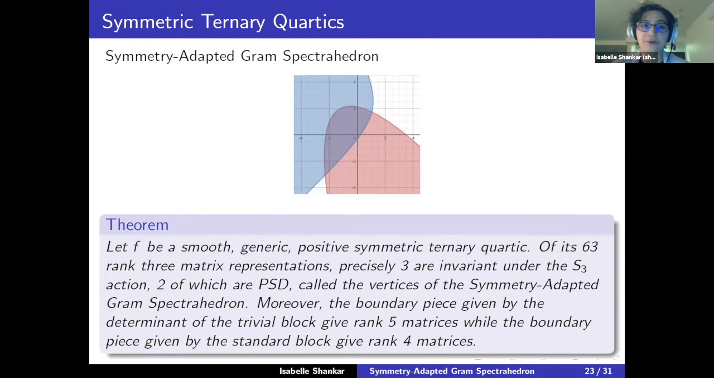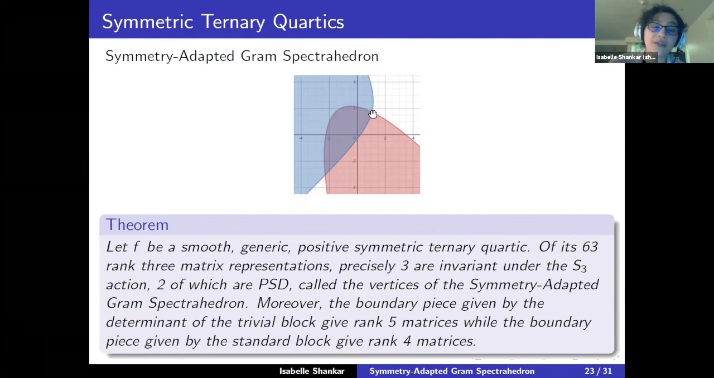Typically, for a symmetric ternary quartic which is positive, the Gram spectrahedron, the larger object, has 8 vertices. These are the rank 3 matrices in the Gram spectrahedron. It turns out only 2 of those survive when we intersect with that fixed point subspace. So the symmetry adapted Gram spectrahedron has only 2 vertices of rank 3, which, as I'll remind you from the pre-seminar, means that those correspond to SOS decompositions of exactly 3 squares.